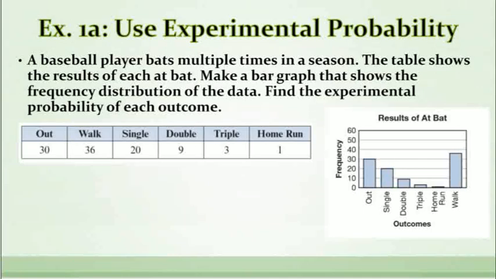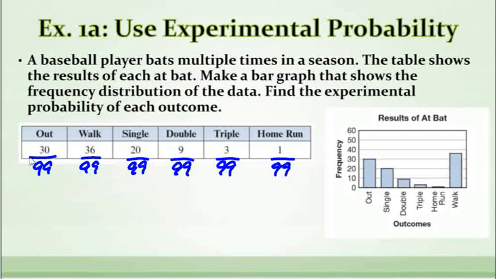And to do that, we find out how many total at-bats there were. So I just add up all the outcomes that you have here. We have 30 plus 36 plus 20 plus 9 plus 3 plus 1 gives us a total of 99. So I would put all of these numbers over 99. And then from that point, I just simplify.